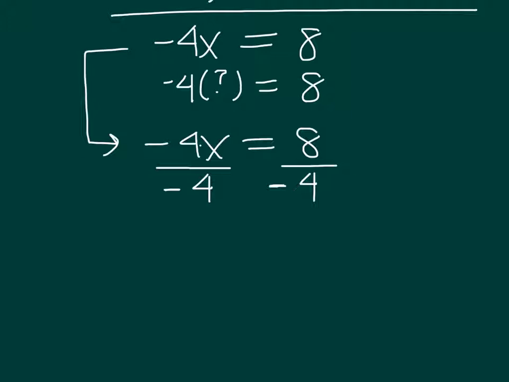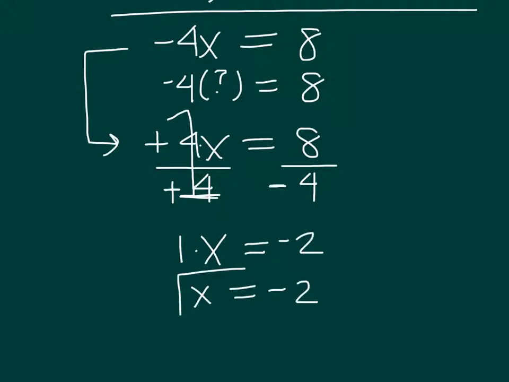Why did I divide by -4? Well, because I want it to be 1x. A negative divided by a negative is a positive, and 4 divided by 4 is 1. If I didn't divide by that negative, I would still have a -1 here, which is completely fine, but you just have an extra step. So equals, and then of course 8 divided by -4, or -2.